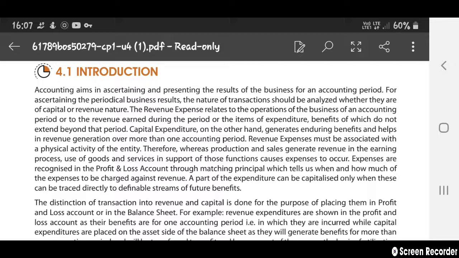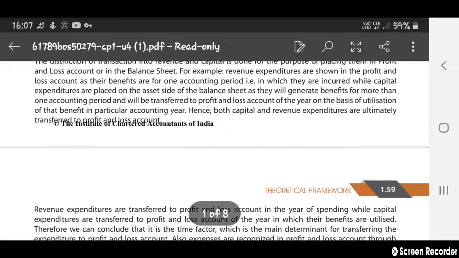The profit and loss account tells us when and how much of the expenses should be charged against revenue. A part of the expenditure can be capitalized only when it can be traced directly to definable streams of future benefits. So it can be traced directly, and it may give us benefits in the future.